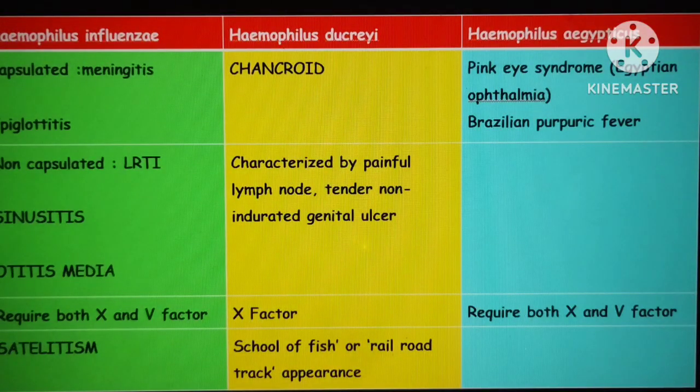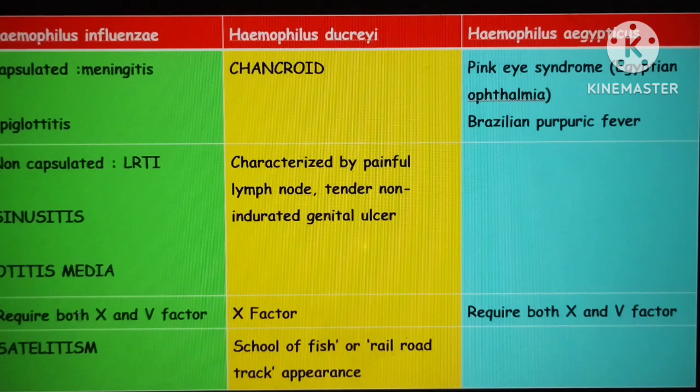So coming to Haemophilus species, remember these three: influenzae, ducreyi and aegyptius. Here influenzae encapsulated strains cause meningitis and epiglottitis, while non-capsulated strains cause lower respiratory tract infection, sinusitis and otitis media.